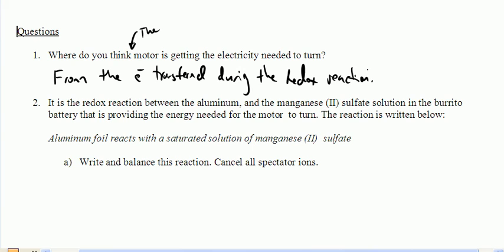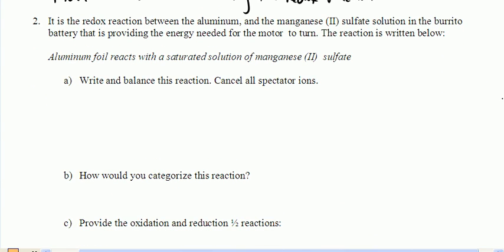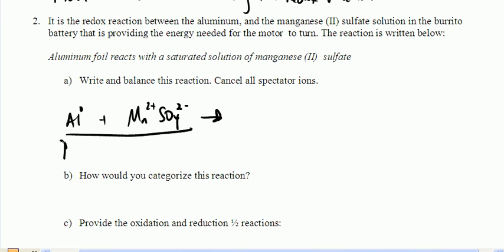Alright, so it's basically talking about this single replacement reaction, that is the force that's providing these spontaneous electrons to be generated. So let's balance this. You should get aluminum 0. You should end up with Mn 2 plus, SO4 2 minus. We're going to be taking aluminum up to 3 plus. We're going to be taking manganese down to 0. And SO4 is going to be our spectator ion.